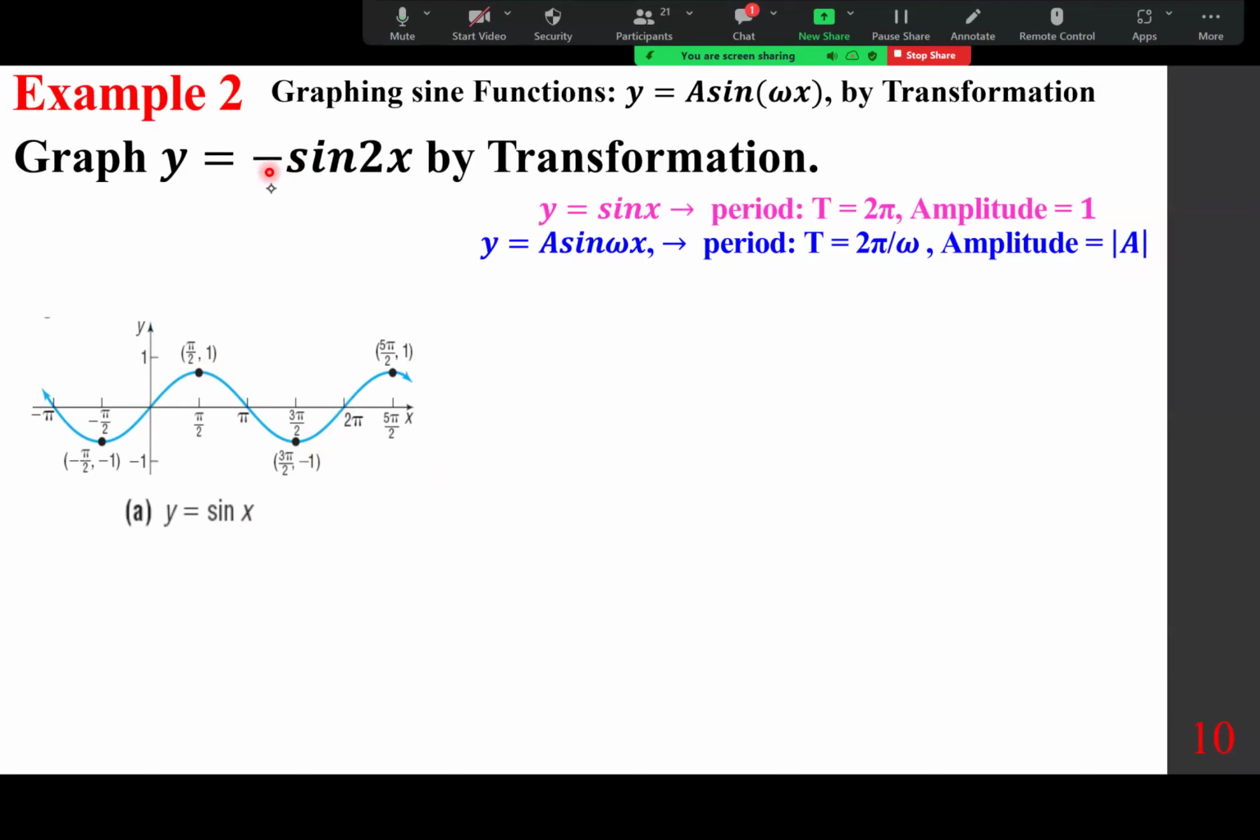So let's have this negative in front. The effect of that is this will flip over with respect to the x-axis, class. So multiply by -1, reflect about the x-axis. So the same thing, we're going to reflect it. For example, pi over 2, 1 comes down here and it becomes pi over 2, -1. 3 pi over 2, -1 goes up here, becomes 3 pi over 2, +1. This comes down, 5 pi over 2, -1, and so forth. But we are interested in a few points.